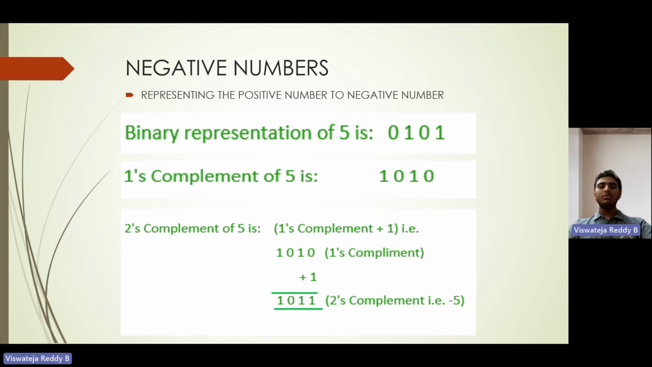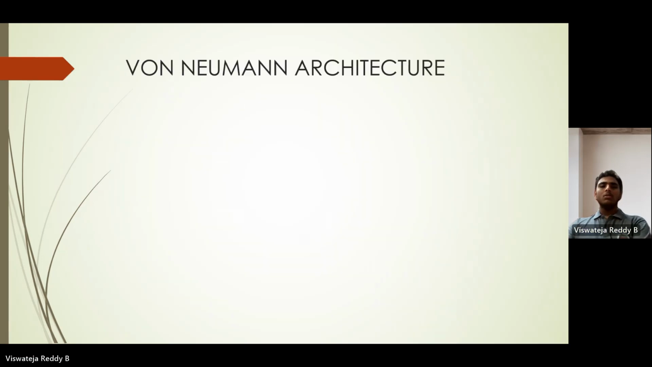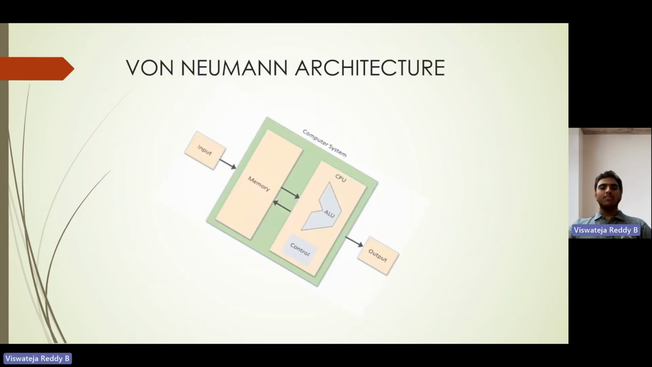So representing a positive number as a negative number is nothing but taking the 1's complement and adding 1 to it. First, the decimal number is represented as a binary number, then perform the 1's complement, that is 0 as 1 and 1 as 0. Then add 1 to the 1's complement. So here at last we got 1, 0, 1, 1. The most significant bit 1 represents the sign. So the output is -5.